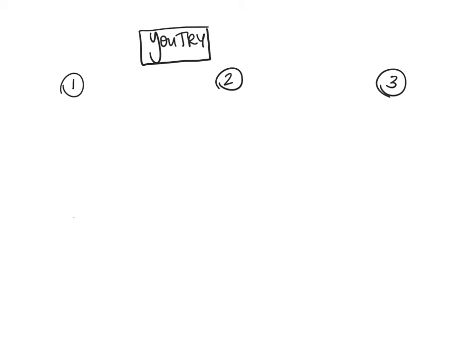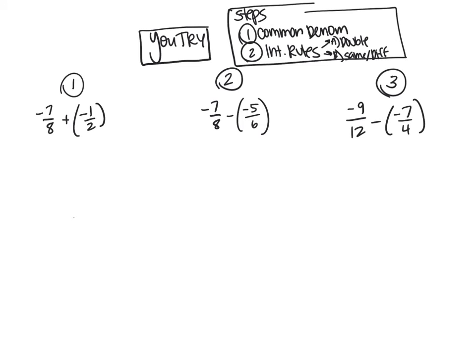Now I'm going to give you 3 problems to try on your own. I've written my steps up at the top, more abbreviated, finding common denominator and then following our integer rules. And these are the 3 problems for you to try. So try one, pause, try one, and then play and check your answer to that one, and then move on to each of the following questions. Ready to start number 1?